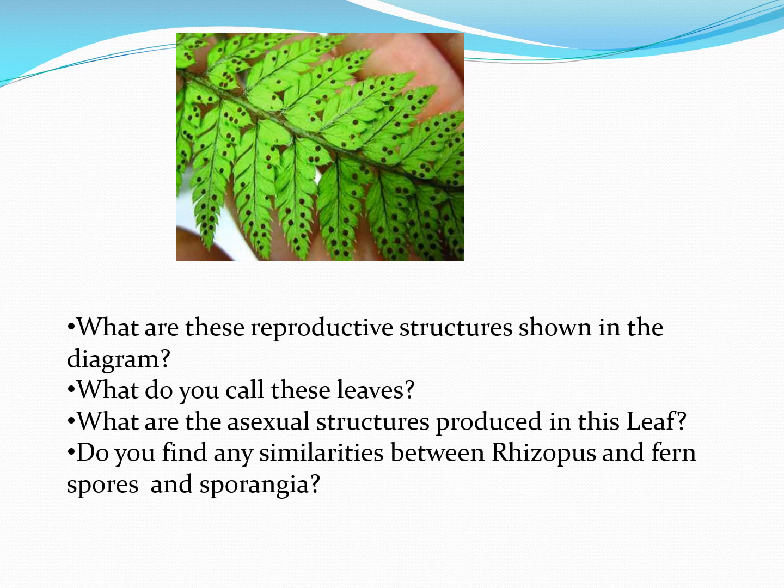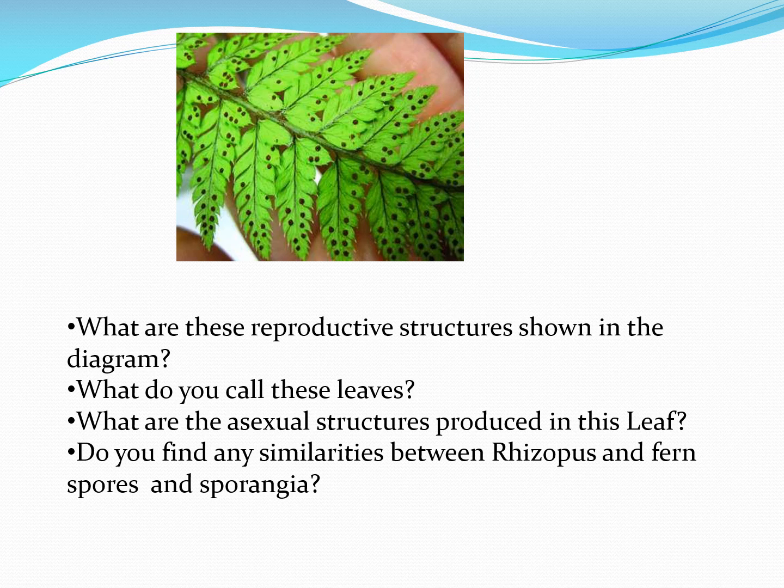Here, first question. What are these reproductive structures shown in the diagram? These are called sporangia. Next question. What do you call these leaves? These leaves are called sporophylls. So fern leaves with sporangia are called sporophylls.